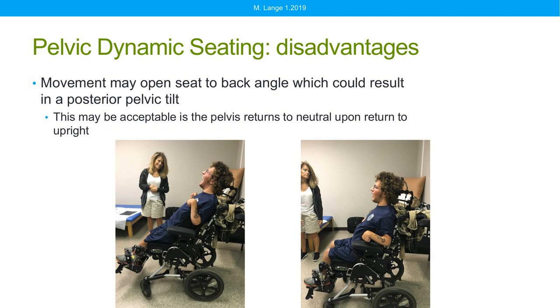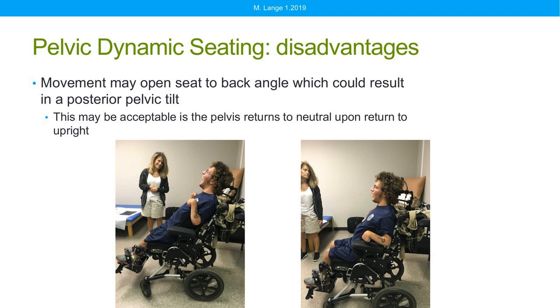Now, there are some disadvantages to providing movement at the pelvis, and this is where the design of dynamic components is very important to address these concerns. This is Spencer, and he's actually in a dynamic seating system. You can see on the right, he's sitting down. On the left, he is excited, and he is basically standing up in his dynamic system. So it is extending for him at the hips and at the knees in this case. It's important that if he assumes this extended position and then comes back down to a seated position, that the pelvis returns to neutral.